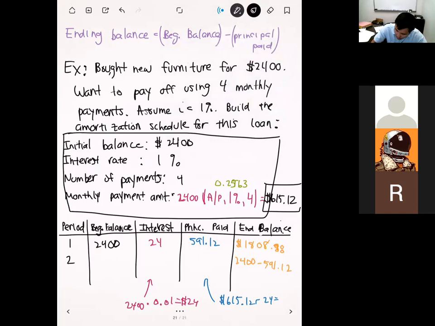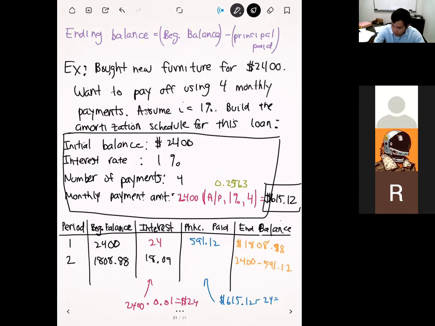Now we can go on to month 2. For month 2, we're going to start with a balance of $1,808.88. Then we're just going to do the same thing all over again. Now we're going to take 1% of 1,808, and so this is going to be $18.09. Our principal paid is going to be our $615 minus the 18.09.